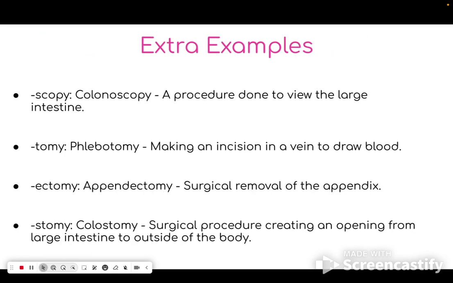Some more examples are colonoscopy, a procedure done to view the inside of the large intestine. Phlebotomy, which is making an incision in a vein in order to draw blood. Appendectomy, which is a surgical removal of the appendix. And colostomy, which is a surgical procedure creating an opening from the large intestine to the outside of the body.